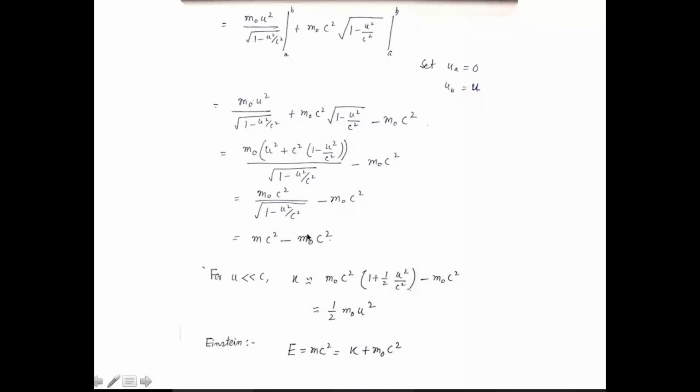Now because this is such a strange result, we first have to check whether it gives the right result in the non-relativistic limit, that is, when u is much less than c. Then m is m naught gamma, and I make a binomial expansion of gamma and keep terms only up to the quadratic one. Then I get back half m naught u square, which is the classical result. So that tells us this formula is absolutely correct.